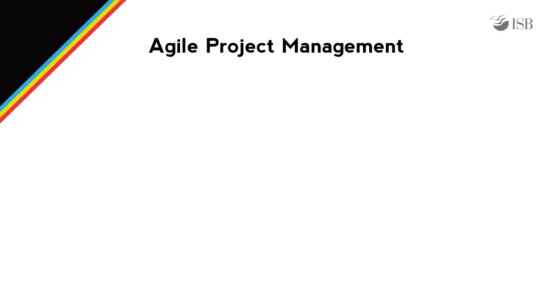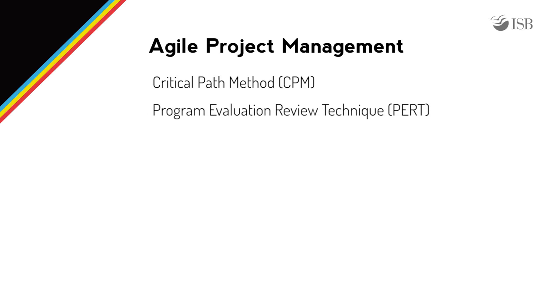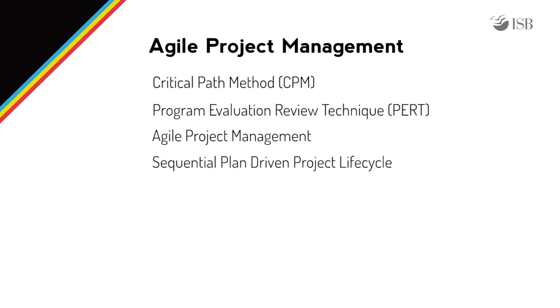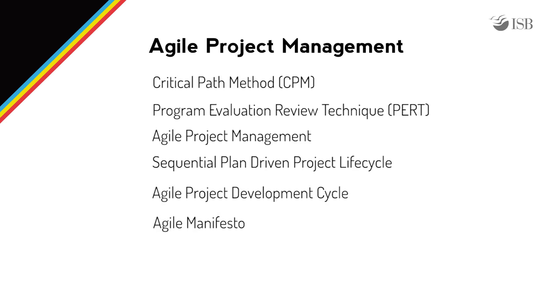This module is about Agile project management. In terms of the presentation today, we will first talk about the use of critical path method, use of program evaluation and review technique, or as it is called PERT, and then get into Agile project management. We'll talk about the traditional sequential plan-driven software project lifecycle and then get into Agile project development cycle. We'll close with Agile Manifesto, which is often referred to as Agile Agenda.